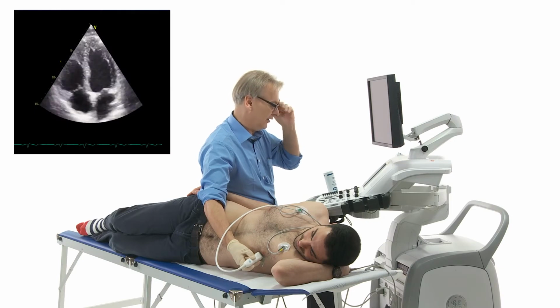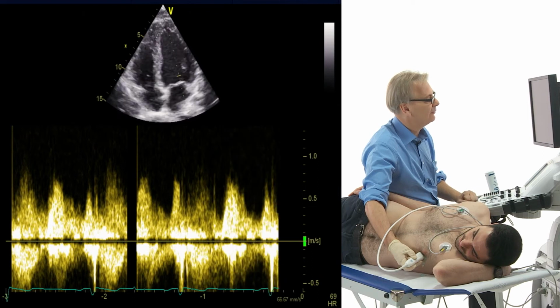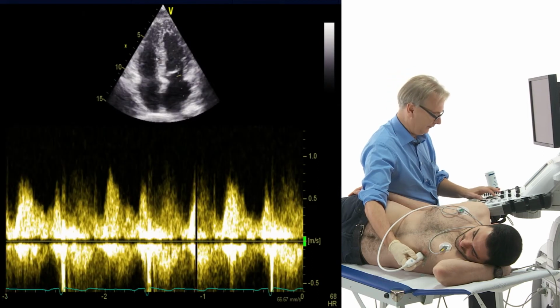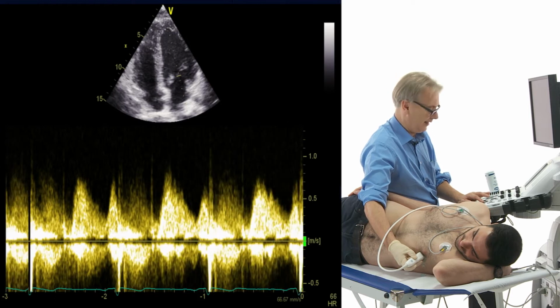Okay, and now to the second method that I promised you. One can even use Doppler to indirectly assess left ventricular function. To do that, you can use continuous or pulsed-wave Doppler. I'll show you with continuous wave Doppler. And we place the continuous wave Doppler across the mitral valve and acquire a good signal of mitral valve inflow.